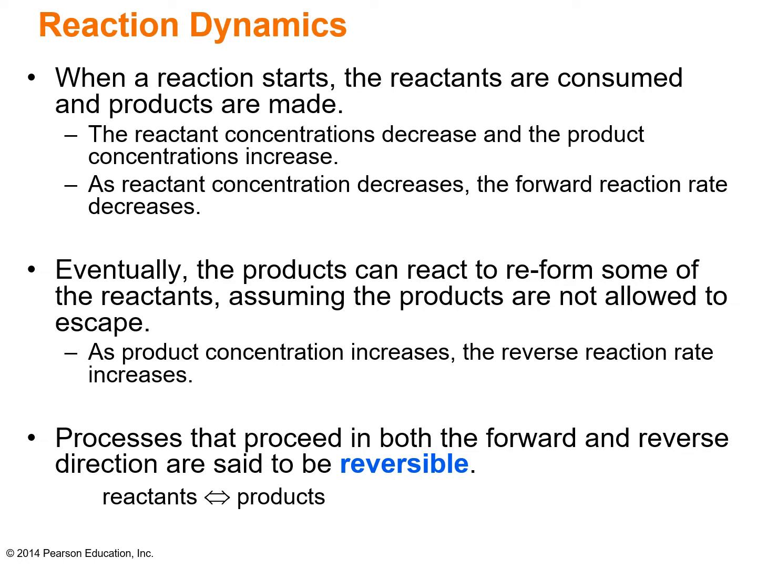Less interaction. Eventually, the products can react to reform some of the reactants, assuming the products are not allowed to escape. So in a closed system, in a perfect system, we can end up with these products, as mentioned earlier, reacting to form reactants. As the product concentration increases, the reverse reaction rate increases. Why? Because again, we have more interaction between those products. Processes that proceed in both the forward and reverse direction are said to be reversible. They are designated with that double arrow we discussed earlier.